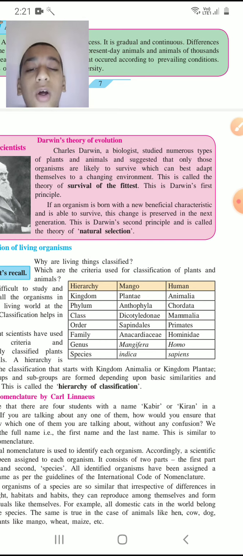If an organism is born with a new beneficial characteristic and is able to survive, the change is preserved in the next generation. This is Darwin's second principle and is called the theory of natural selection.